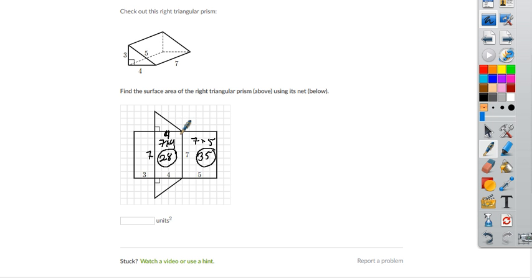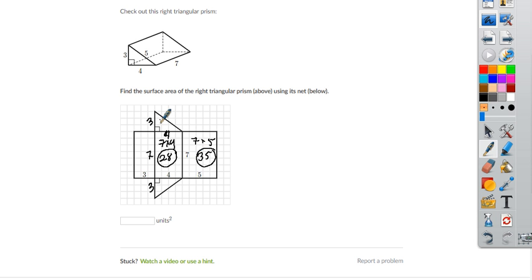Not to mention, you could have counted the grids 1, 2, 3, 4. And then the same thing here, I can count 1, 2, 3. So this is a 3. And then this is 1, 2, 3. So this is a 3. So now I have the base and height for my triangles. I have everything that I need at this point to find the total surface area.